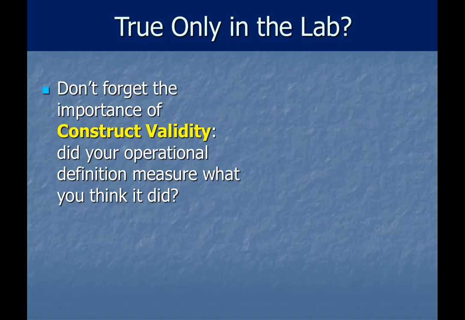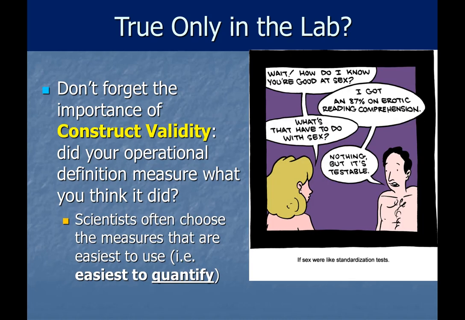And that, we might do in controlled laboratory circumstances so we can be sure about the causation. But then we have to check on external validity and see, does it actually apply to other situations and other people? That's important. But there's also construct validity, which is, does your operational definition, the way you defined and measured the variables in your study, actually measure what you think it did or what you claim to have measured? And the problem is scientists often choose the measures that are easiest to use. In other words, things that are easiest to quantify and put a number to, even if they're not really measuring the construct or the concept that we're really interested in.